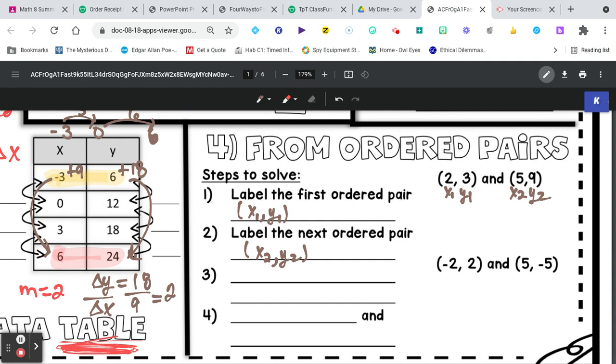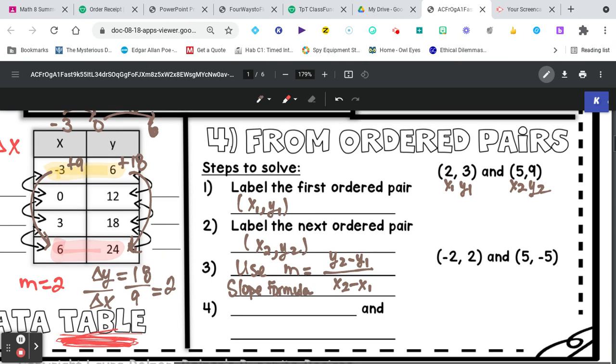Now, after you label your points, what you're going to use is m equals y sub 2 minus y sub 1 divided by x sub 2 minus x sub 1. They call this the slope formula. So when you use it, that means you plug the numbers in. You plug in your y sub 2, your y sub 1, your x sub 2, and your x sub 1. And then you're going to solve and simplify.